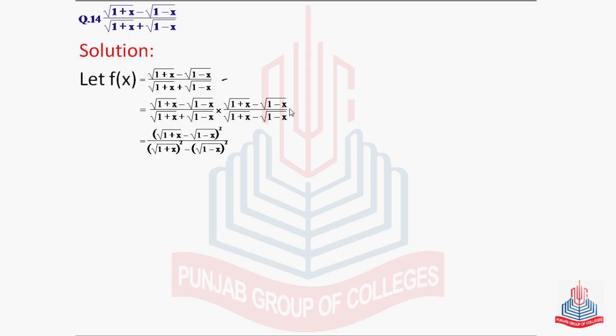So let this one be a minus b, multiplied by a minus b, that is of the form (a − b) whole square, so that will become (√(1+x) − √(1−x)) whole square. And in the denominator this is of the form (a + b)(a − b), so there will be the formula a² − b², so (√(1+x))² − (√(1−x))².